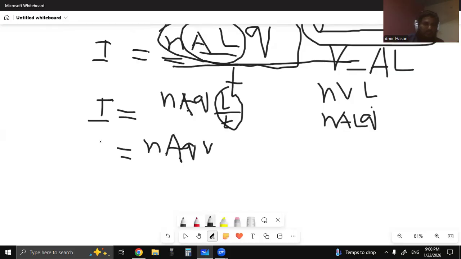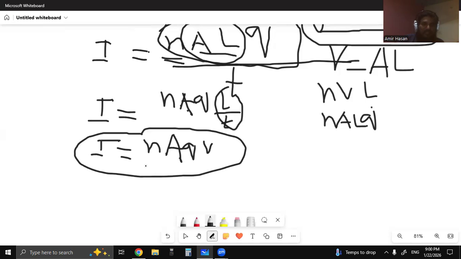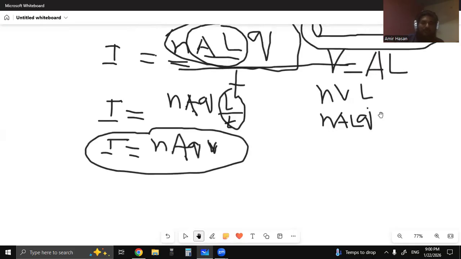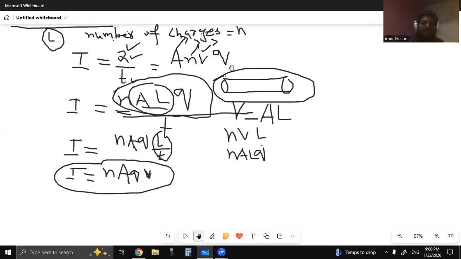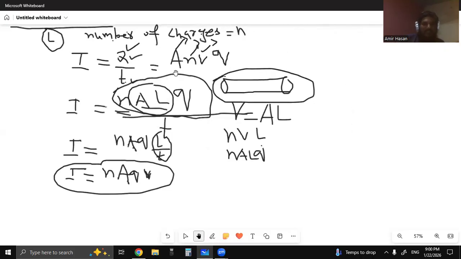It means the total current which is flowing forms the formula, when we solve or derive it, nAvQ. v is the speed here. By this way, we can derive. This derivation is also coming in the exam in past papers: how we derive the current formula into nAvQ. In this formula, A is the area, n is the number of charges, v is the speed, and Q is the charge. And what are the total charges?